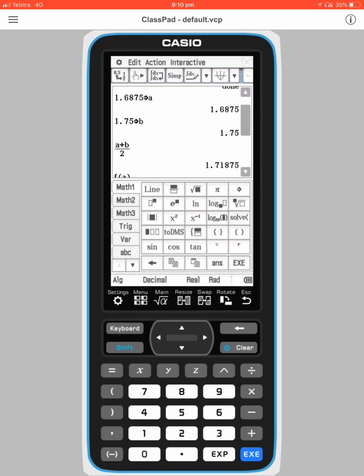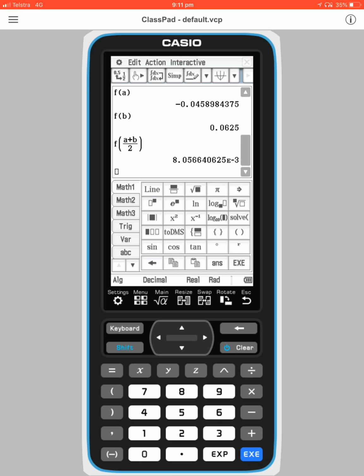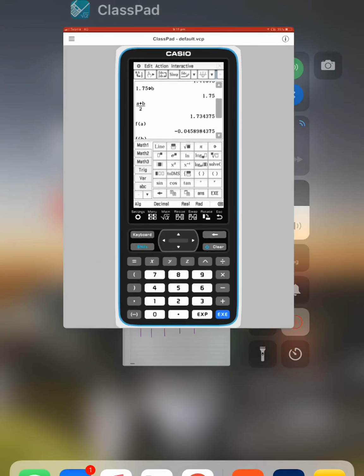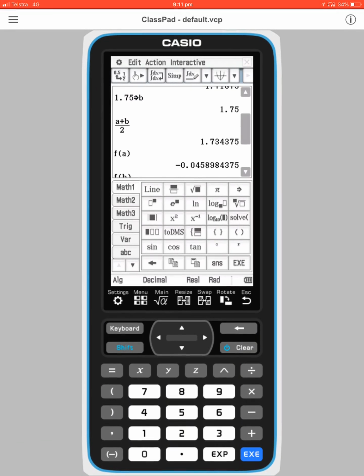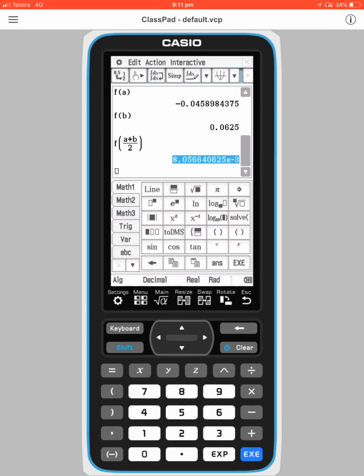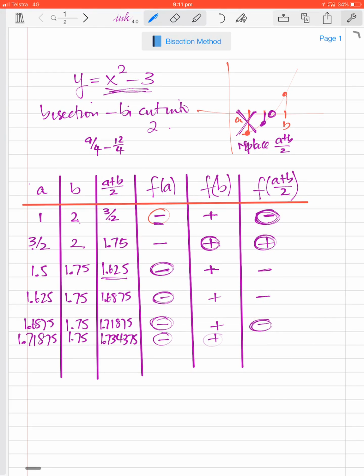Okay, hit enter. Okay, 1.734375. We know that's negative, that's positive. Now this number here, is that negative or positive? That's a really small positive number. So because that's negative, that's positive, that's positive.